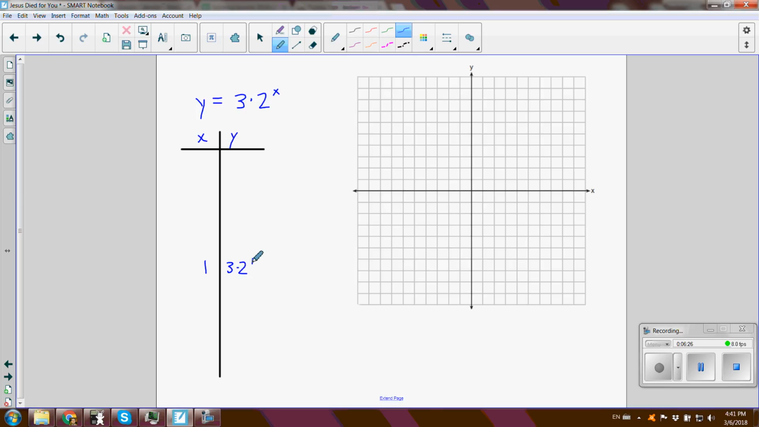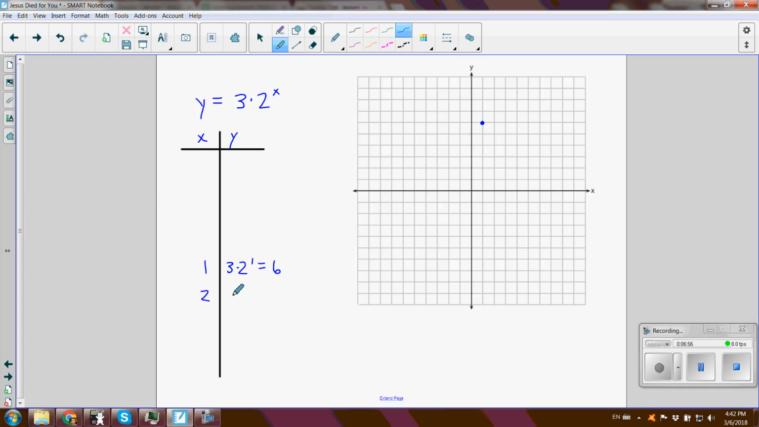Is that 6 to the first power? Or is it 3 times 2 to the first power? Well, in this particular instance, it's not going to matter which way, but order of operations would tell us that we have to raise 2 to the first power before we multiply by 3. That's going to be 6. So what point does that give us on this function? It gives us the point 1, 6.